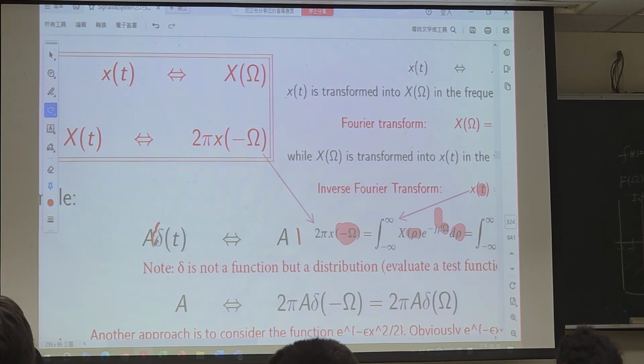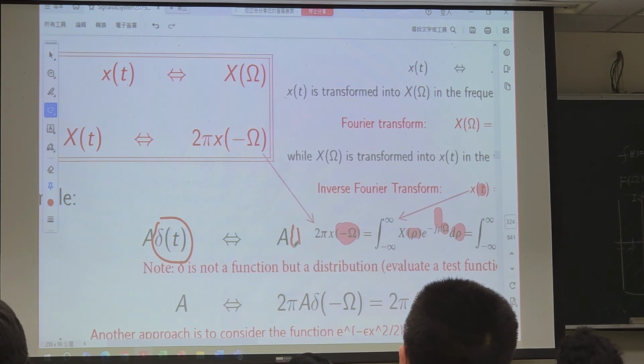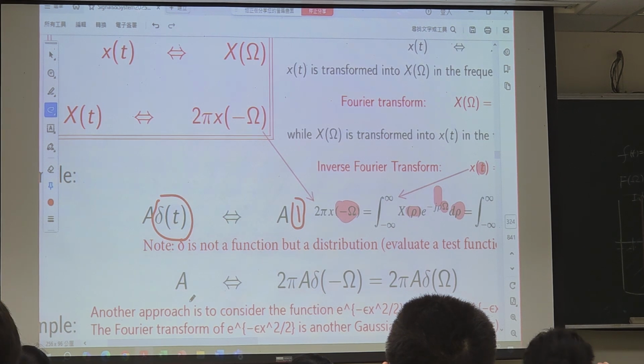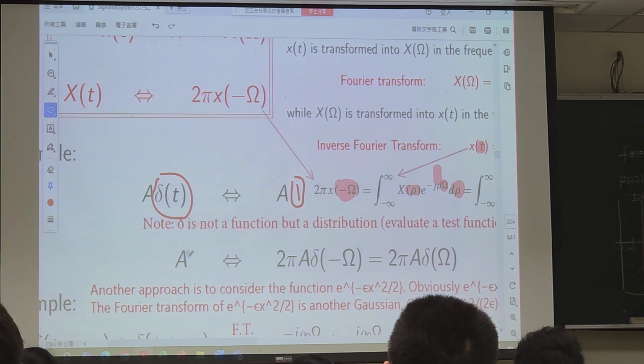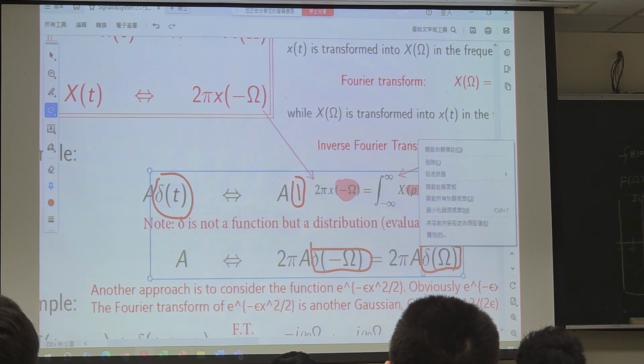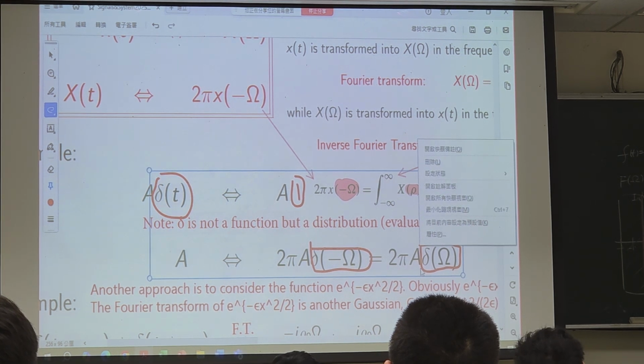So the Fourier transform of the delta function is 1. Okay? Now if we take the Fourier transform of a constant a, that will give us 2 pi times x of negative omega, which is delta of negative omega. But this delta of negative omega is also equal to delta omega because it is symmetric. It is right at the center, so it doesn't matter. It does not change anything here. Okay, so that's the duality of the Fourier transform.